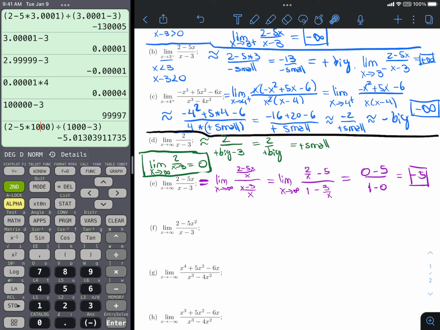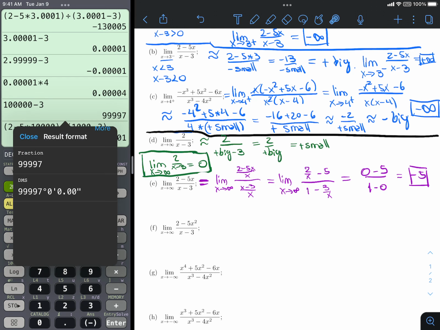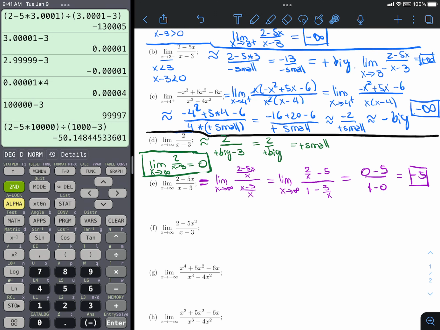And if I add more zeros to my x value, I'll get even closer to -5. So it does make sense that my limit is -5. That was the trick. Instead of handling big numbers, I was just handling 1 over big numbers, right? Divide by the biggest of numbers that I was able to find. Okay, how do we apply this idea to f?